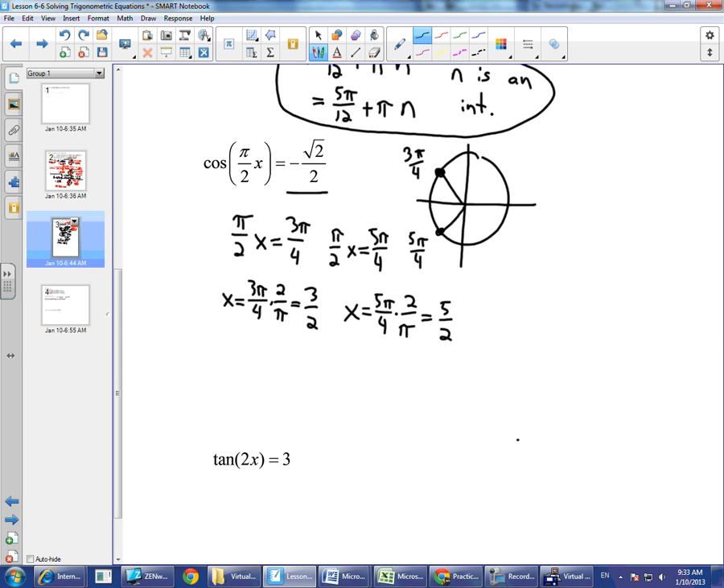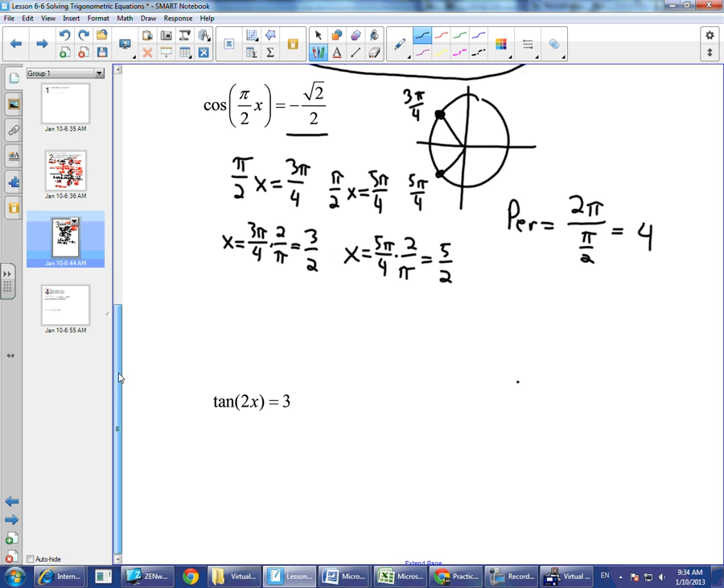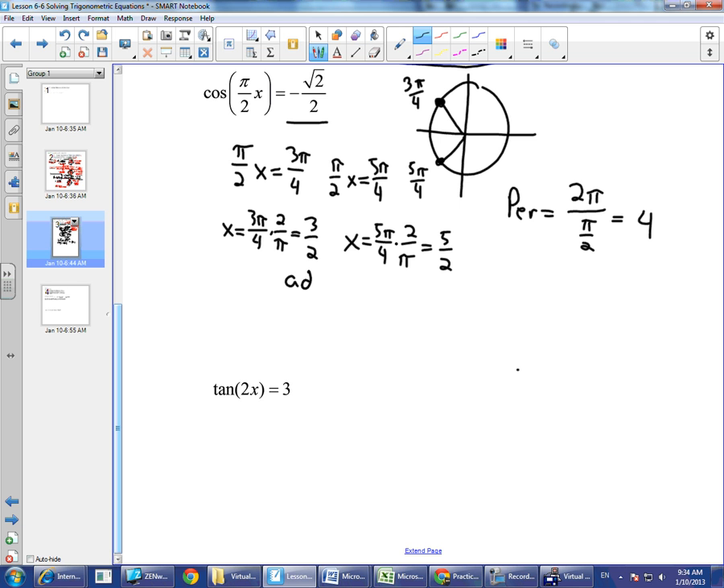So now the last thing is, to get more solutions, I have to add on the period. So the period equals, just like the beginning part of the chapter, 2 pi divided by b, which is pi over 2. So our period is 4. So to get more solutions, add 4 to get more solutions. And again, if I want to write that as an expression, I'm going to write it as x equals 3 halves plus 4n, or 5 halves plus 4n. All right?